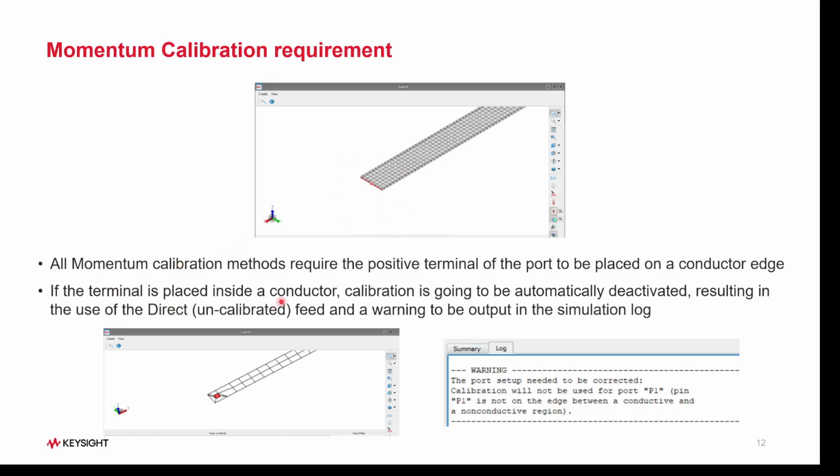It's the situation that you see here. Now, if it's placed inside the conductor, calibration is going to be automatically deactivated. In that case, the direct uncalibrated feed will be used, and a warning will be issued in the simulation log, saying that the port is not on the edge between a conductive and a non-conductive region. So again, I invite you to pay attention to the content of the log, because this information is important in order to understand what the simulator is doing in terms of how it's handling the ports.